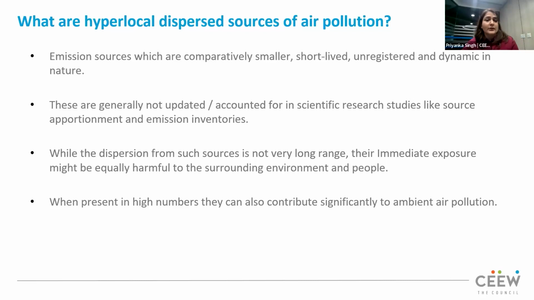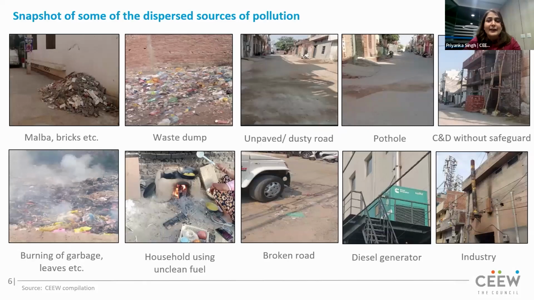Now, hyperlocal dispersed sources of pollution, when standalone, might not have an impact on the larger ambient air quality of a city. But in our cities they are present in large numbers, so if we combine their impact, they contribute significantly to ambient air quality. These are some of the characteristics of hyperlocal dispersed sources of pollution. The irony is that they are not really talked about a lot. We mainly know the main culprits, but we don't talk about the general local pollution happening around us. These are the kind of sources that I was talking about.